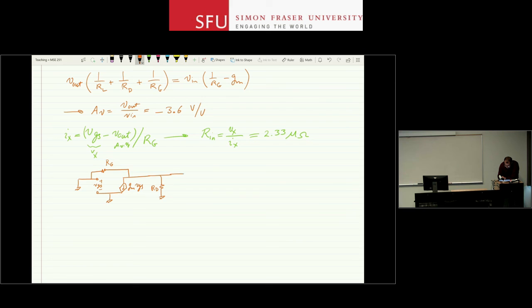And now this is where I attach my test source. So let's just call this, I don't know, VY. And I want to measure IY to calculate the output resistance. Now, first thing I noticed here is that VGS is 0. The gate is connected to ground, the source is connected to ground, so VGS is 0, and therefore gm VGS is 0.